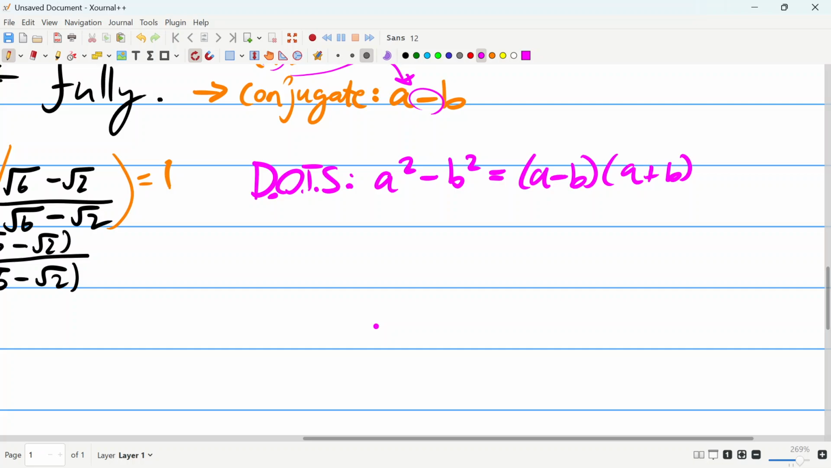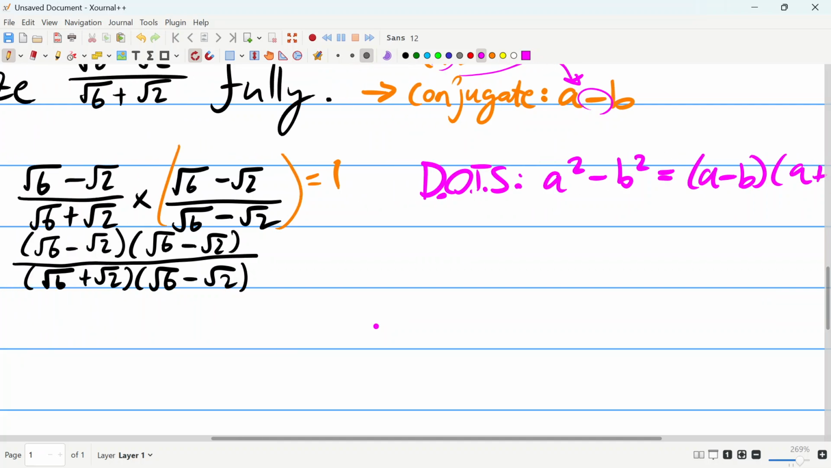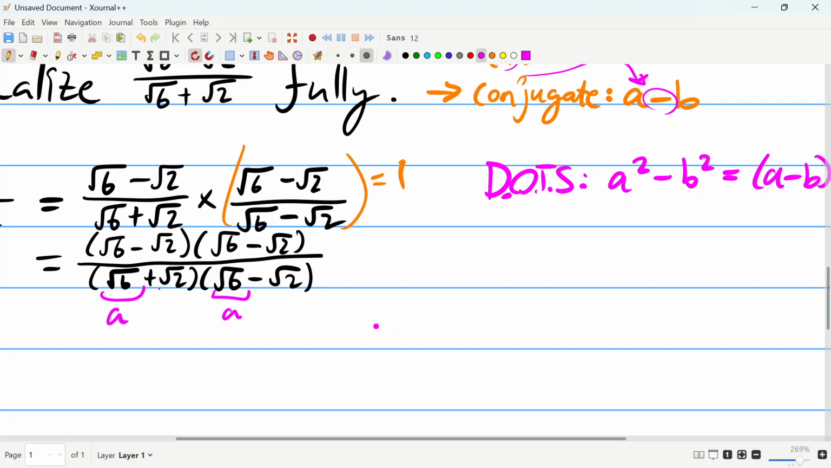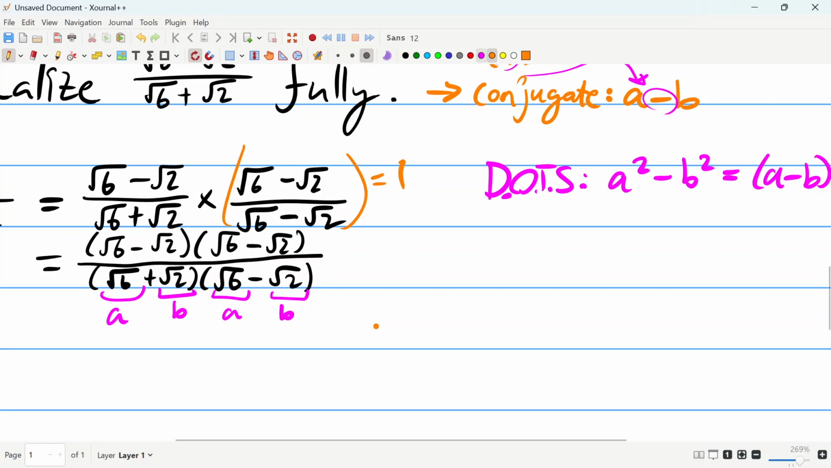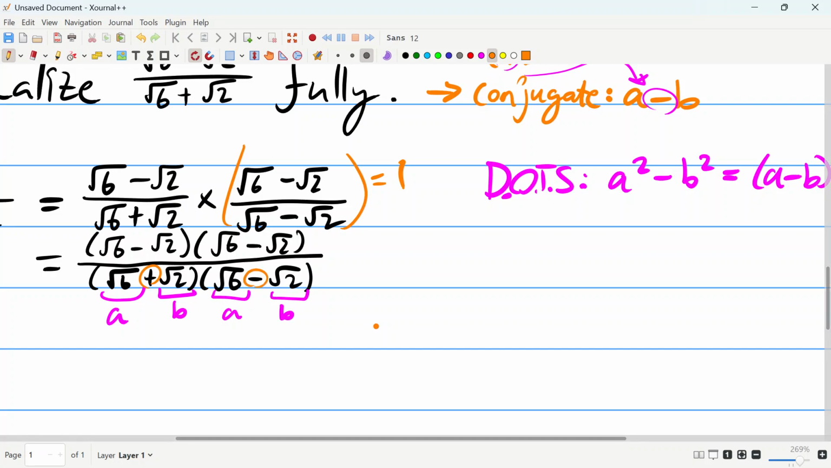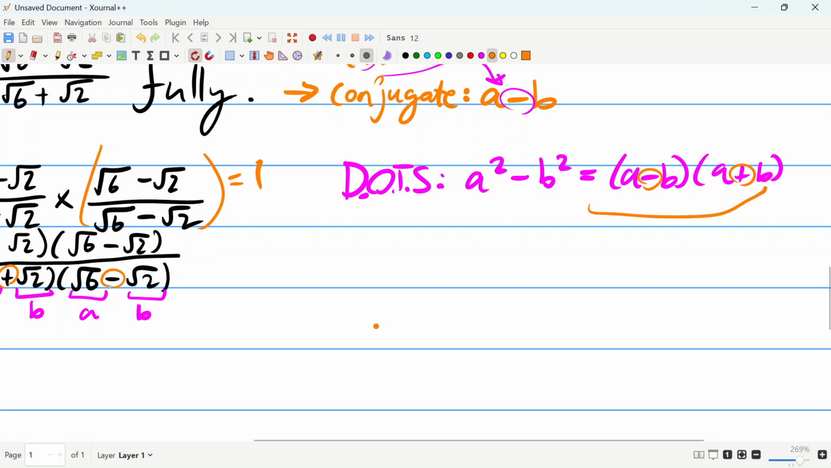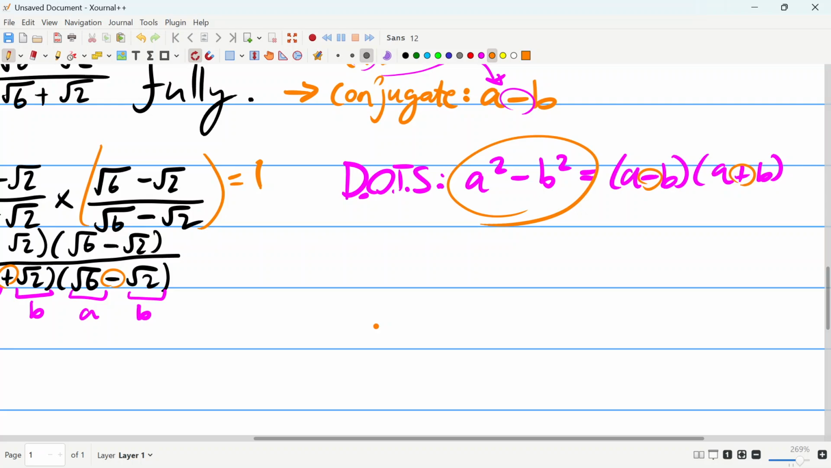Or you can say a plus b times a minus b, whatever, right? But do you notice that this kind of is in the form over here in the denominator? Notice that square root of 6 and square root of 6 is just represented by a. And square root of 2 and square root of 2 is represented by b. And then you just see the signs over here, right? The signs kind of correlate to what we have here, the plus and the minus. Therefore, we can use the DOTS knowledge to rewrite it in this form, a squared minus b squared.